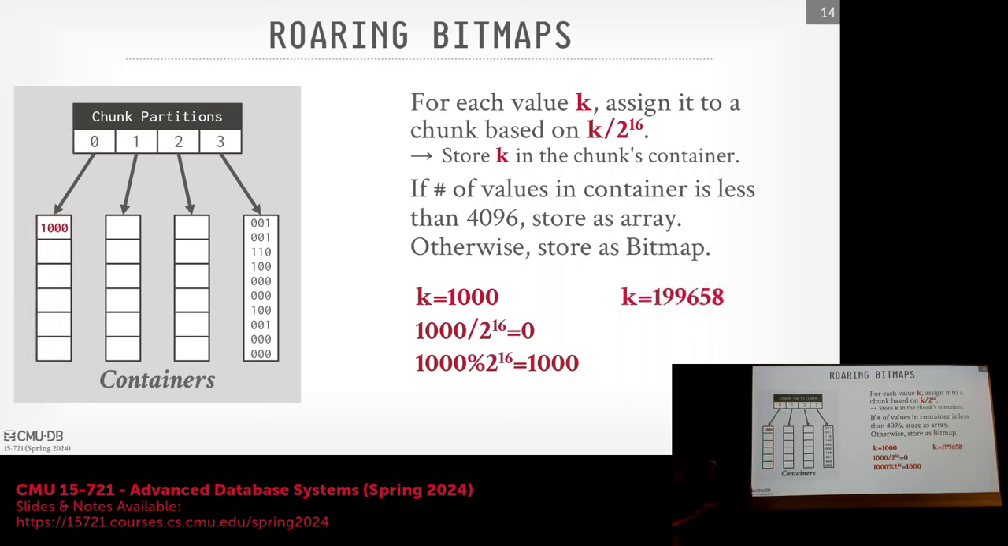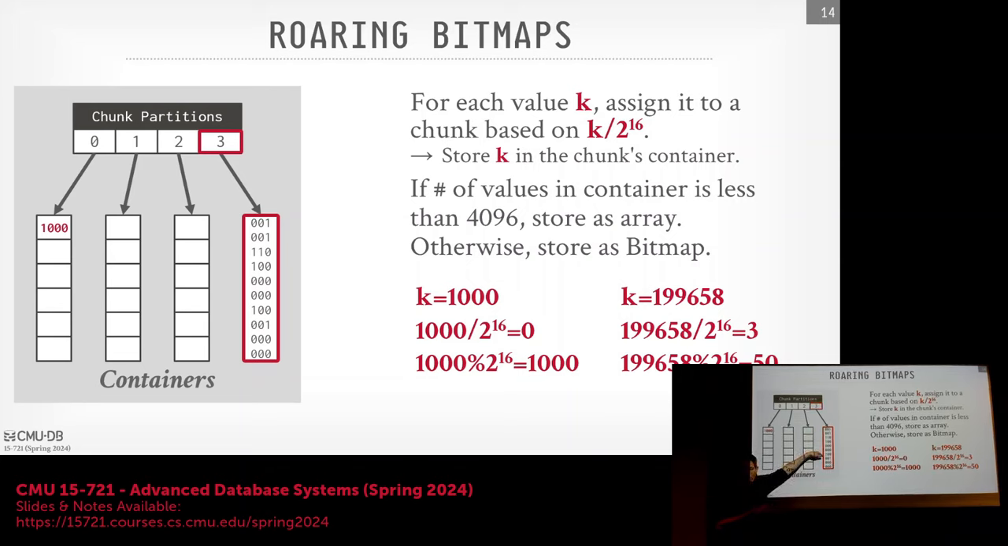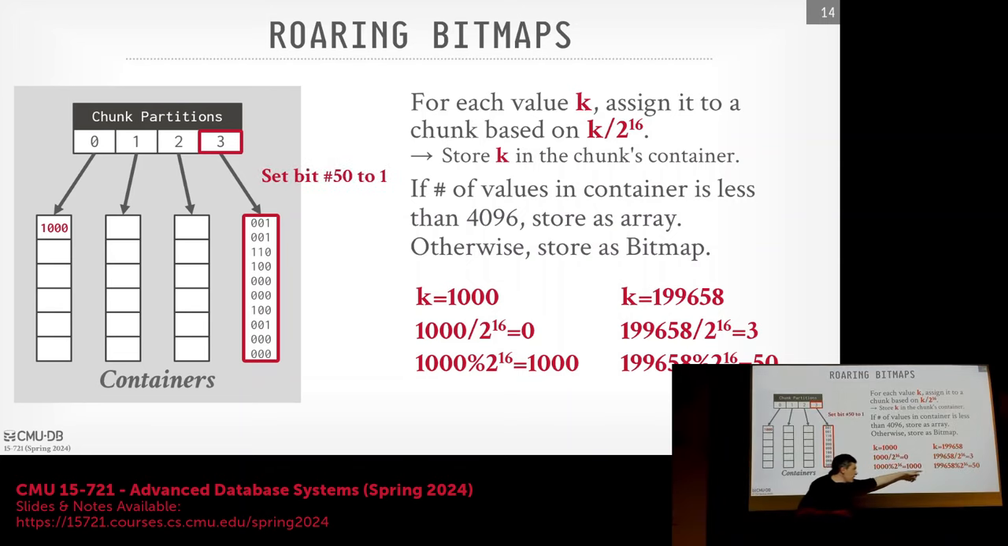Now say I want to store this key here. I do the same thing, divide by 2 to the 16, and I land in partition 3, but now I see that this is being stored as a bitmap. So I just do the math and figure out at what offset within that range I should set my bit to true. In this case, doing the math like this, you get position 50, so you just jump in here and set bit 50. That's it. As you delete and insert things, it'll adjust back and forth between which data structure you want to use.